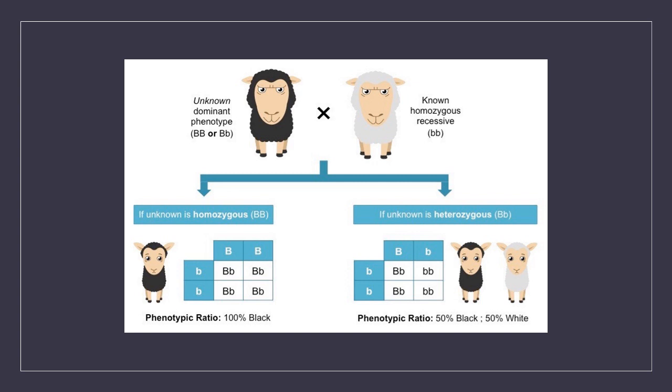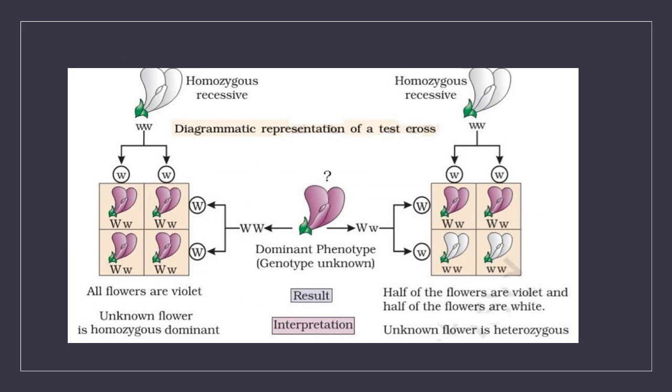Now if the unknown is homozygous, then the phenotypic ratio will be 100% black. And if the unknown is heterozygous, then the phenotypic ratio will be 50-50%, that is a 1:1 ratio.